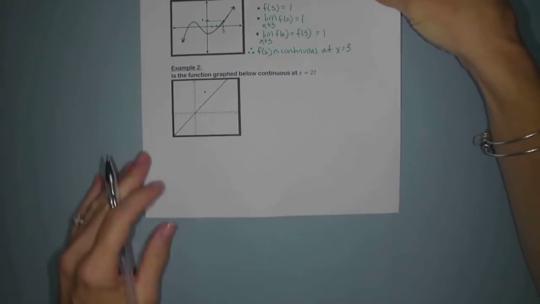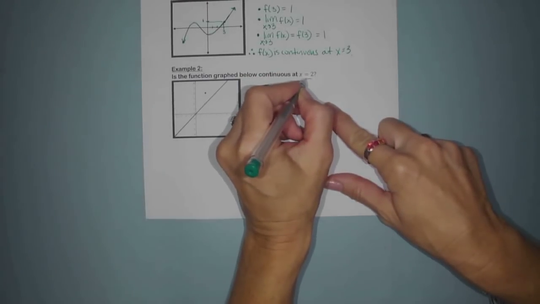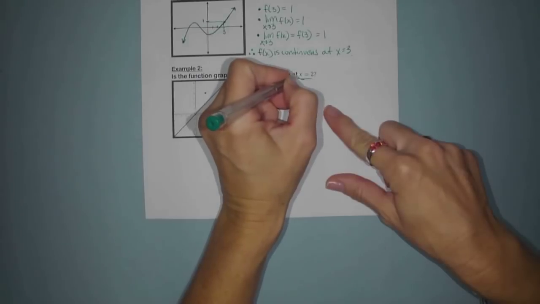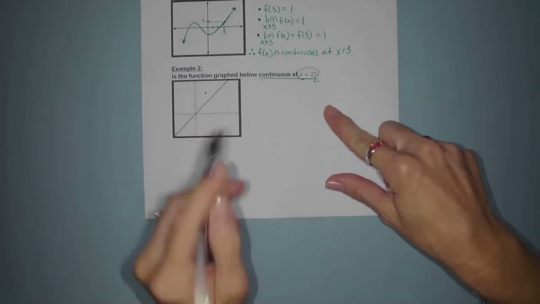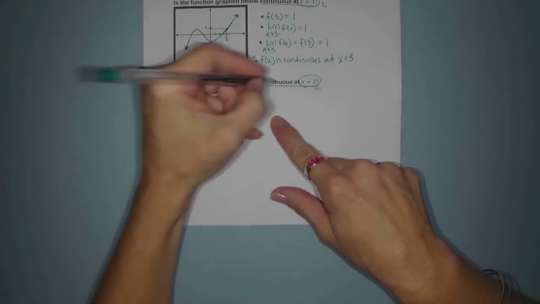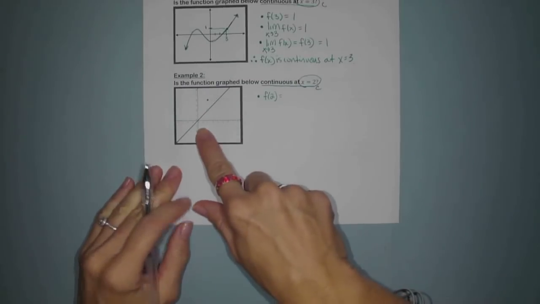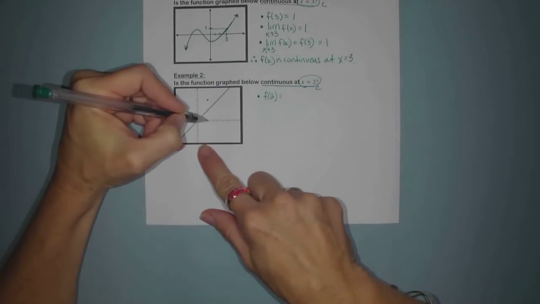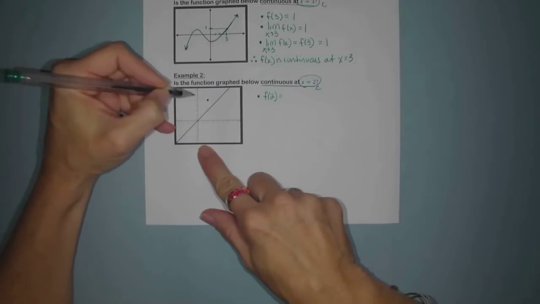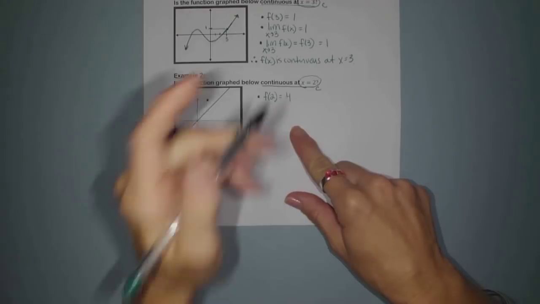Example 2. Is the function graph below continuous at x equals 2? Okay, well, x equals 2. 2 will be my c value in the definition. So let's take a look. Bullet number 1. We have to find f of 2. So let's go to the graph. F of 2 is the exact y value when x is 2, which is this filled in dot up here at 4. So f of 2 is 4.